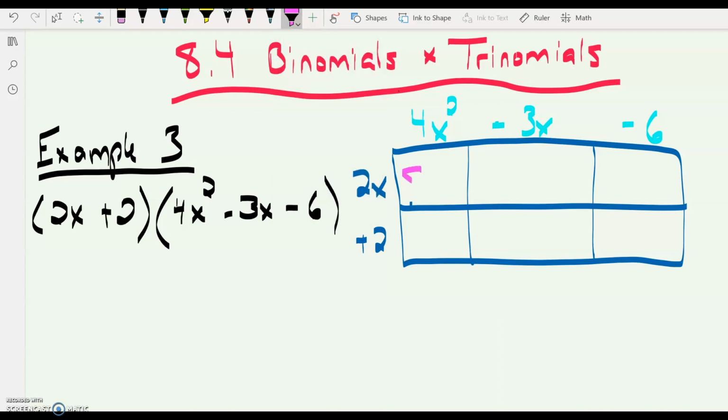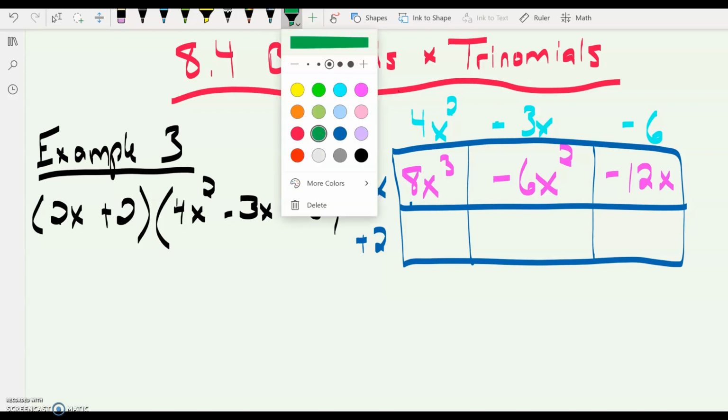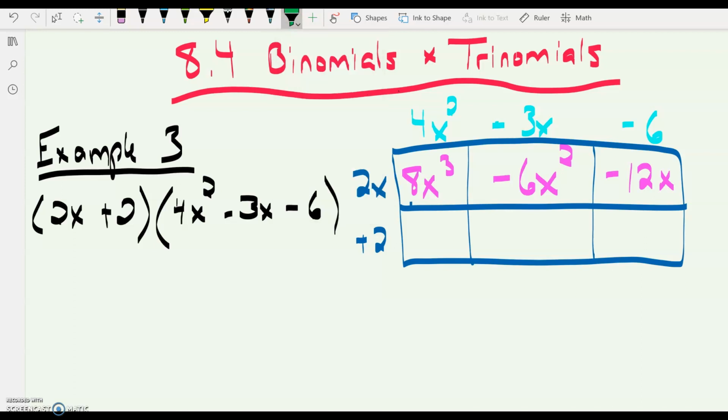2x times 4x squared is 8x cubed. 2x times negative 3x is negative 6x squared. 2x times negative 6 is negative 12x. So that takes care of my 2x. Next we have the 2 times 4x squared, which is going to give me a positive 8x squared. 2 times negative 3x, which is going to give me a negative 6x. And 2 times negative 6, which gives me a negative 12.